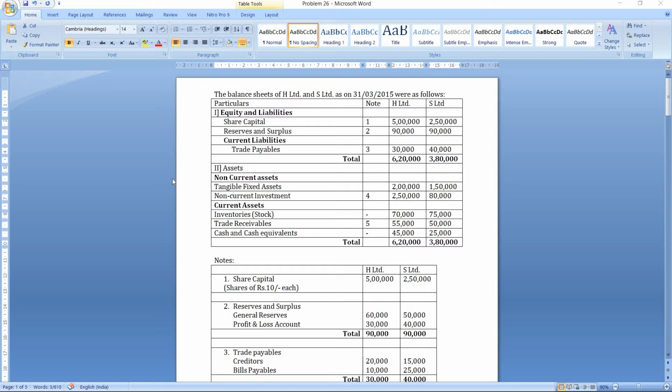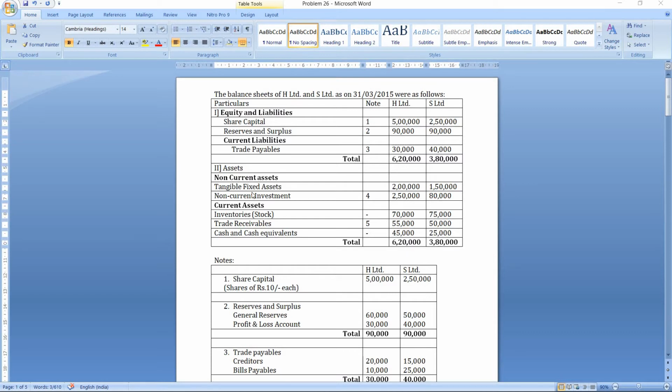Share capital, shares are of rupees 10 each. Share capital of H Limited is 5 lakhs and that of S Limited is 2,50,000. Then you have reserves and surplus. General reserve of H Limited is 60,000 and that of S Limited is 50,000. Profit and loss account H Limited 30,000 and S Limited 40,000. Then you have trade payables, in that you have creditors 20,000 for H Limited, S Limited 15,000. Bills payable for H Limited is 10,000 and that of S Limited 25,000.